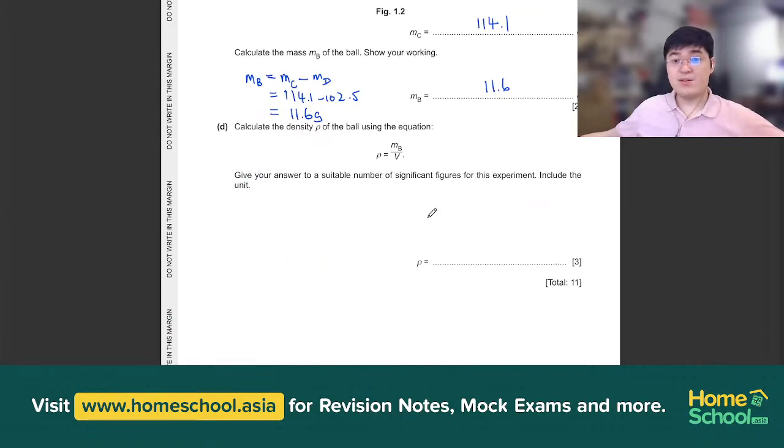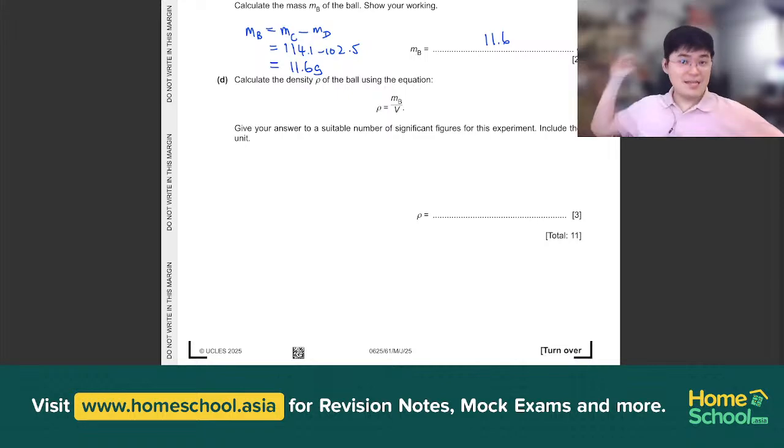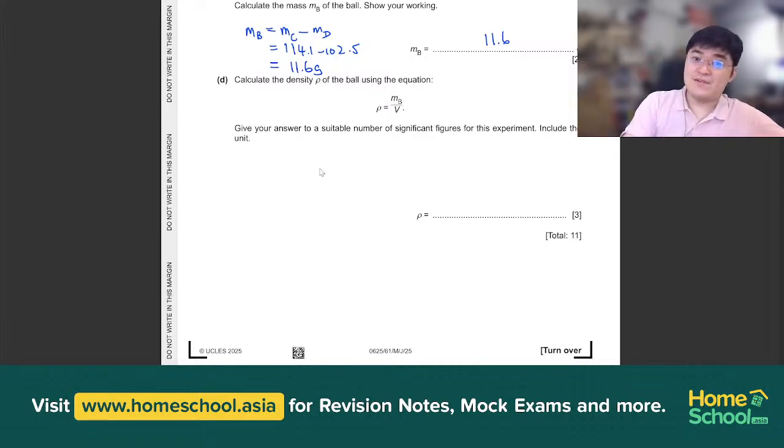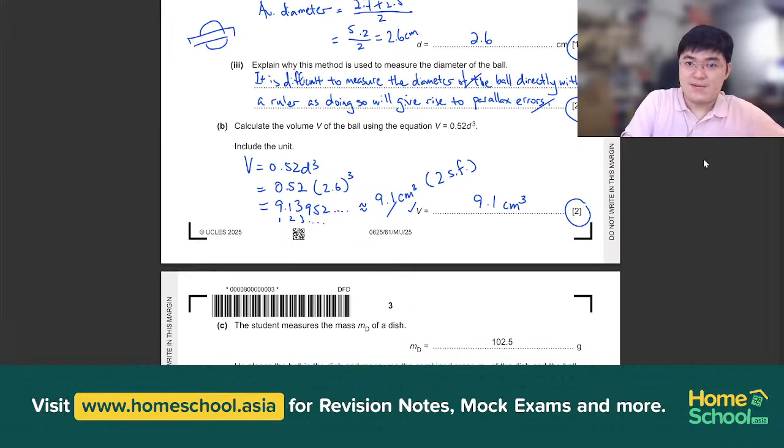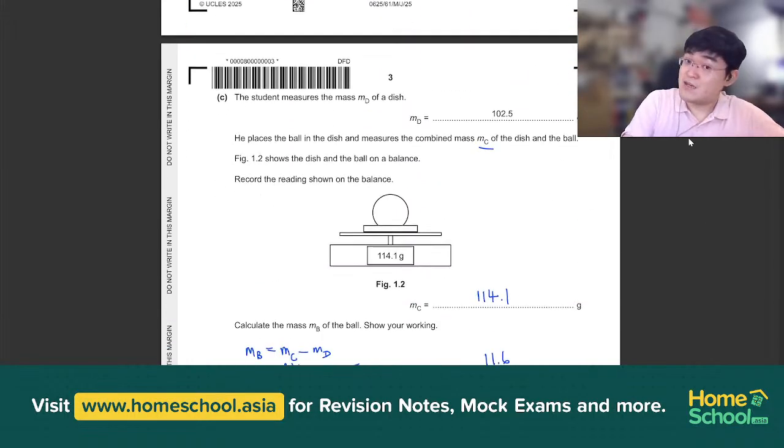Okay, very straightforward, yeah? And last but not least, we are to calculate the density of the ball using this equation. Rho equals mass of ball divided by volume, and we are to give your answer to a suitable number of sig figs for this experiment, and you have to include the unit. All right, so let's do this. Rho equals mass of the ball divided by volume. Now let's take a look at what we have calculated. The mass of the ball is 11.6 grams, divided by volume. The volume, as we have calculated earlier, is 9.1 centimeter cube.